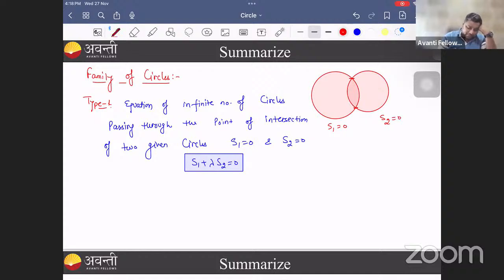Now type 2. Type 2 is equation of infinite number of circles which are passing through the point of intersection of these two, a circle and a line. So this circle is say S equal to 0. This line is L equals to 0. Got it?